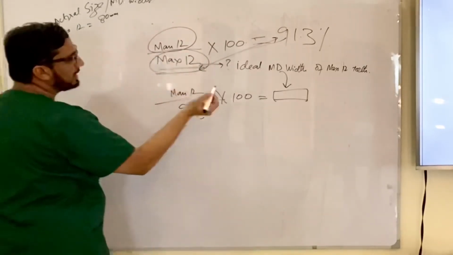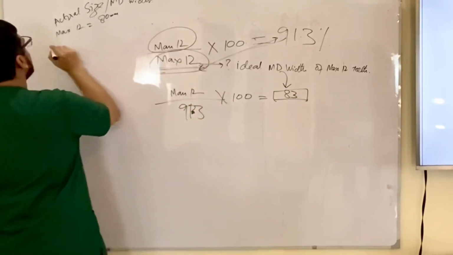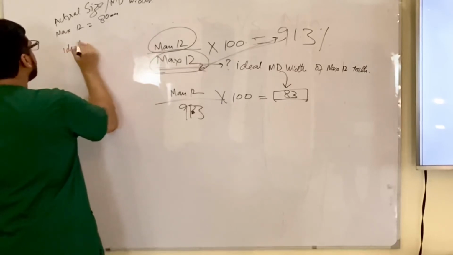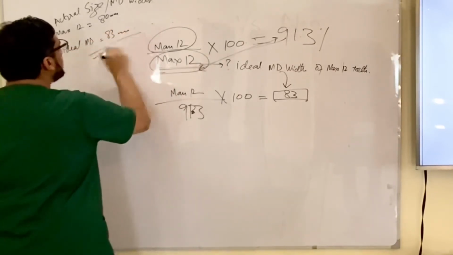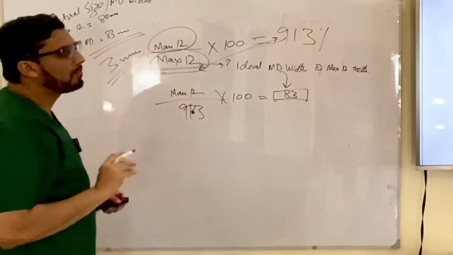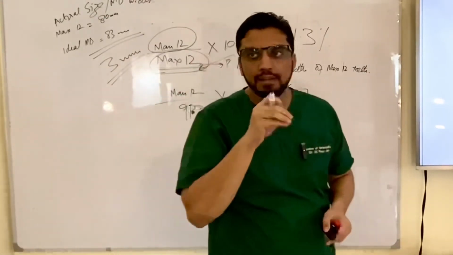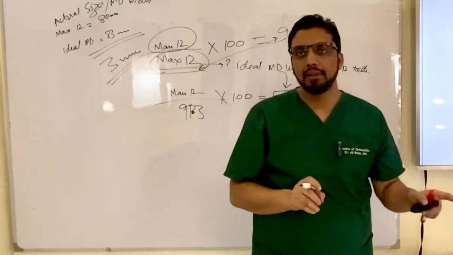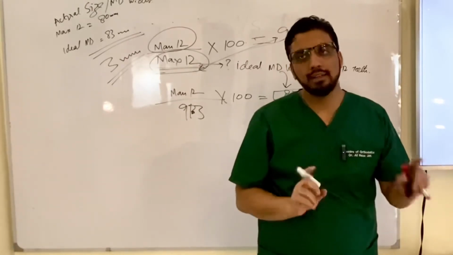So this is the actual, let's say our value is 83 millimeter. So this is the actual and ideal mesiodistal width, let's say 83. So now we come to know that 3 millimeter is the Bolton discrepancy. I am using the word Bolton discrepancy because excess or deficiency is relative to the other arch.